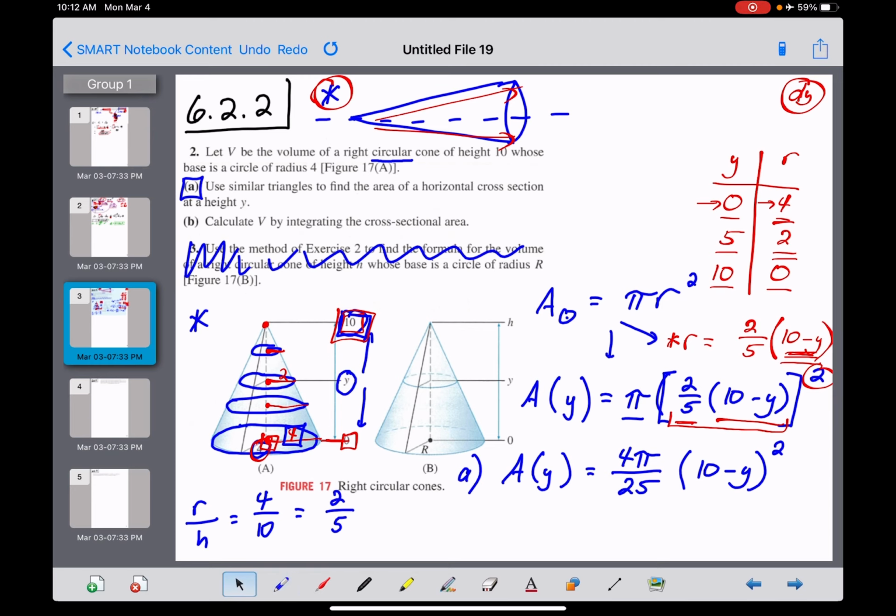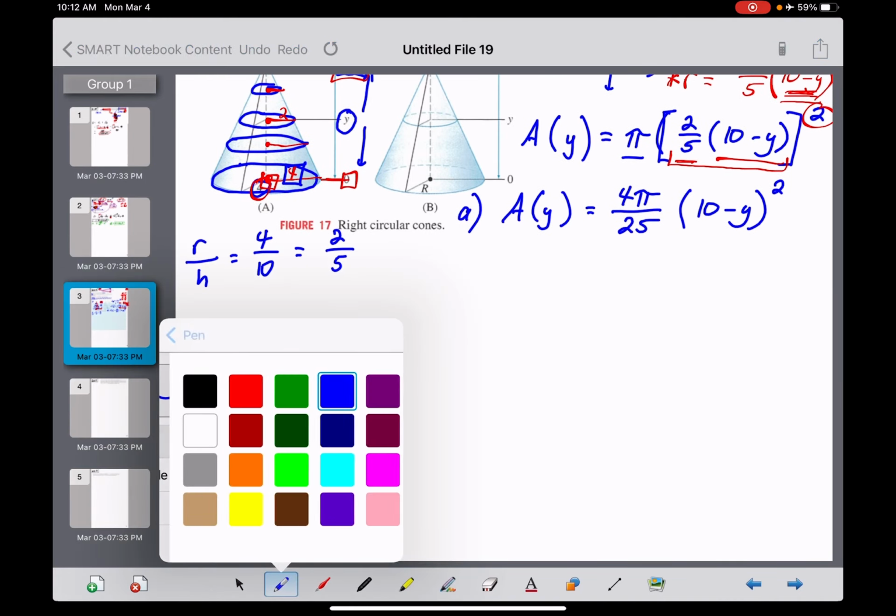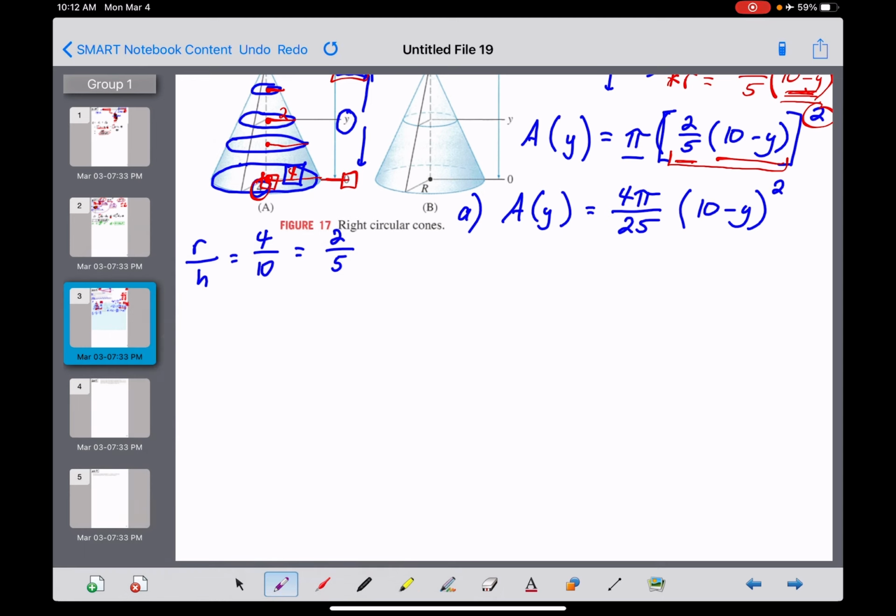And now, as we move on to part B, we're going to go ahead and do what we would normally do here. Let me switch colors. Let's go purple here. And again, the hard part of every volume problem is coming up with this A of y formula. The rest of this should be pretty easy. So volume is going to be an integral. We're going to do all of this with respect to y of this A of y formula. So I'm going to pull the coefficient 4 pi over 25, because that's all a constant, out in front.